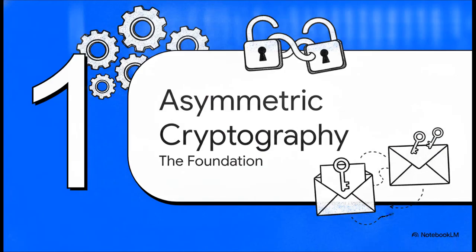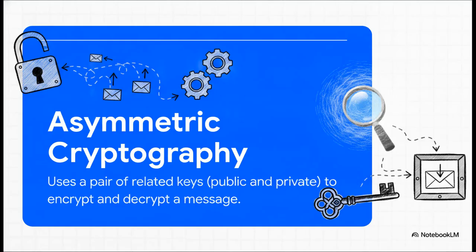Okay, Chapter 1. Unlocking Asymmetric Cryptography, the Foundation. Now, before this foundational shift happened, if you wanted to send a secret, both you and the receiver had to magically secretly share the exact same key beforehand, which is a massive headache. Asymmetric cryptography totally solved this. It's basically a process that uses a pair of mathematically related keys to encrypt and decrypt a message. Crucially, one of these is a public key and the other is a private key.